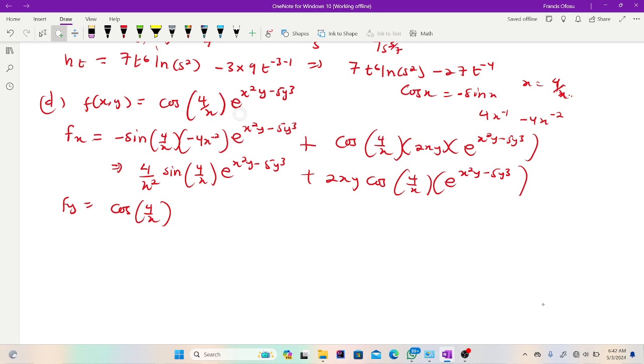So to differentiate e to the power x squared y minus 5y cubed with respect to y, I simply differentiate the power, then multiply by the whole expression. So I get x squared y, but differentiating with respect to y you get x squared, minus 15y squared, multiplying e to the power x squared y minus 5y cubed. So this gives us our fy.